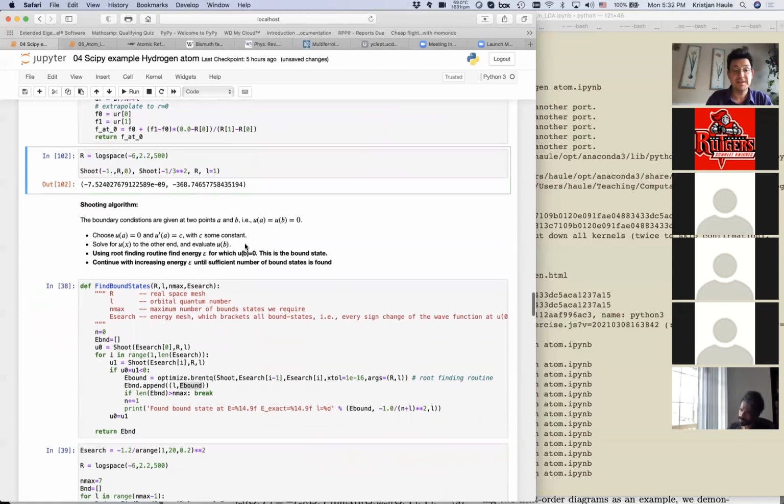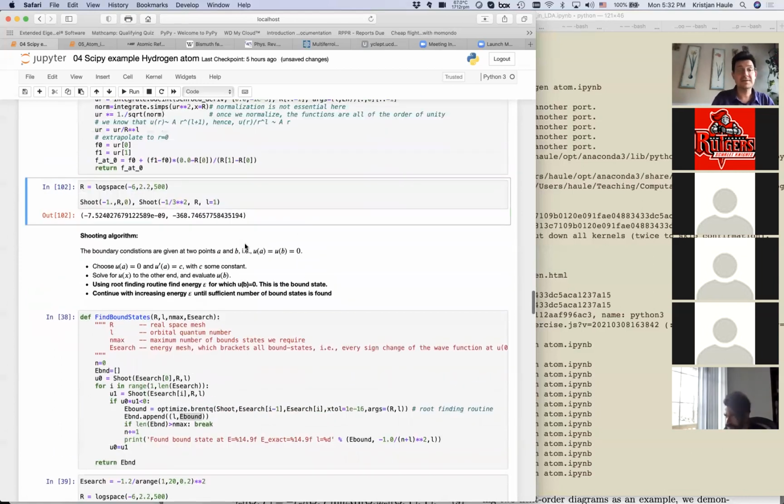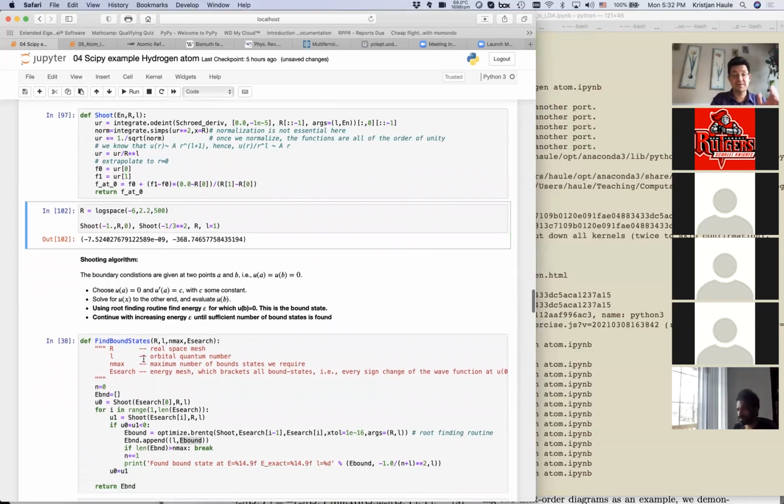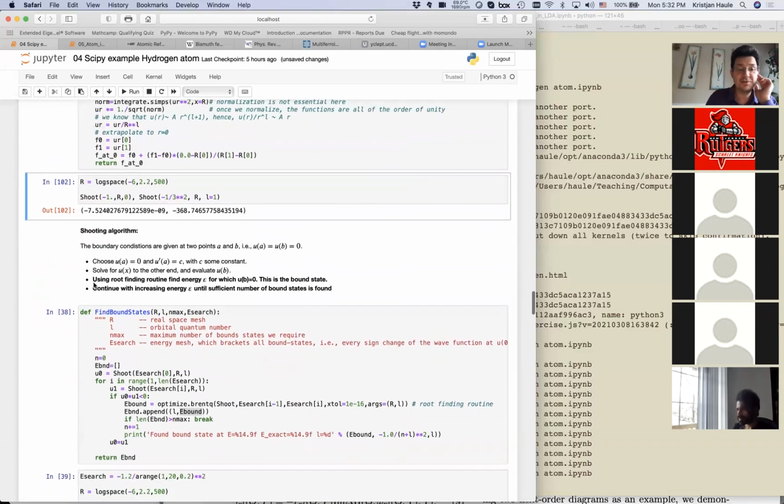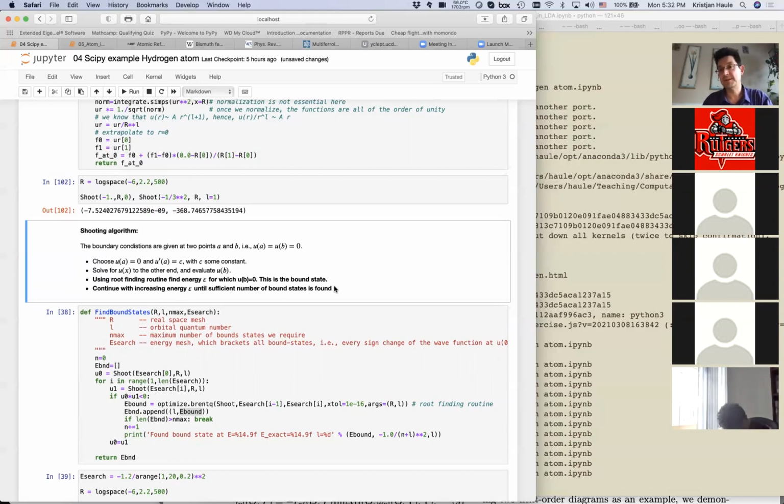Okay, so yeah, this is not zero, unfortunately, but with just a little bit of tuning of energy, we will get it. So now we understand how the shooting method works, but we're not yet done. We need to implement the shooting method with the 2 steps missing. Namely, we need to use a root finding routine to find the energy epsilon for which the value at 0 is equal to 0. This is the best bound state. And then continue with increasing energy until a sufficient number of bound states is found. So that's what we want to implement now.